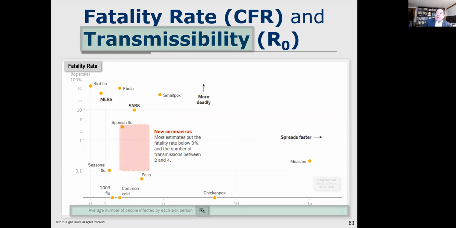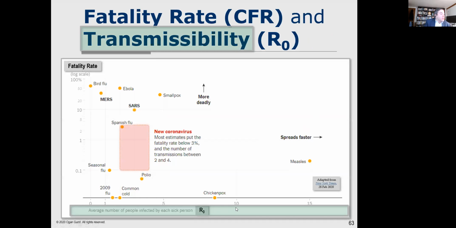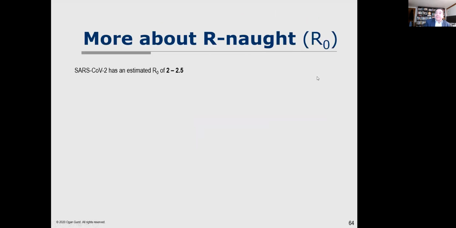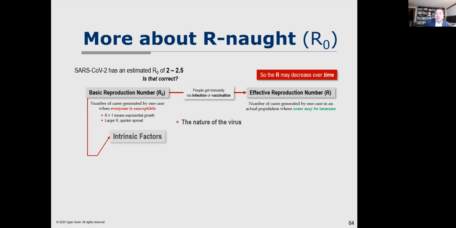So how does the virus spread? This is the green part of the graph. Sorry, I'm going a little fast. So we're going to focus on the R naught. It has an estimated R naught of 2.5 to 2 or so. Of course, that depends. That's the basic reproduction number. The actual effective reproduction number will change over time as the number of cases changes, as the social distancing measures change, etc. So the R may decrease over time.